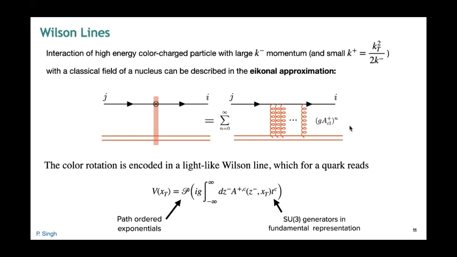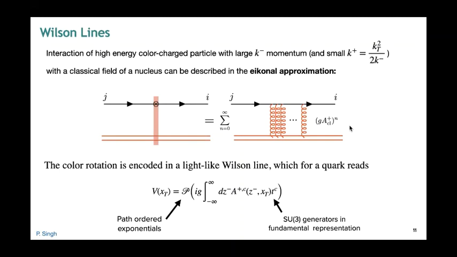So when I say a quark has passed through the shock wave, that basically means it can interact multiple times with the gluons of the nucleus, and since it can interact as many times as possible, you normally have to sum over all such interactions, and this is given by taking the summation over A plus, where A plus is the classical background field of the nucleus.